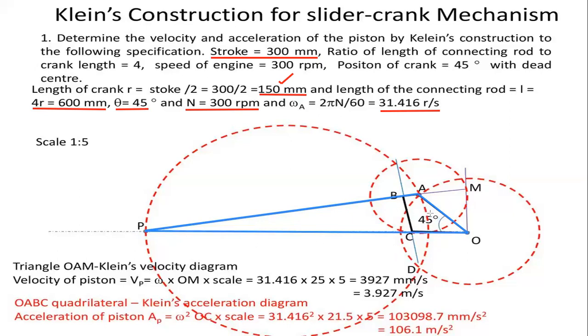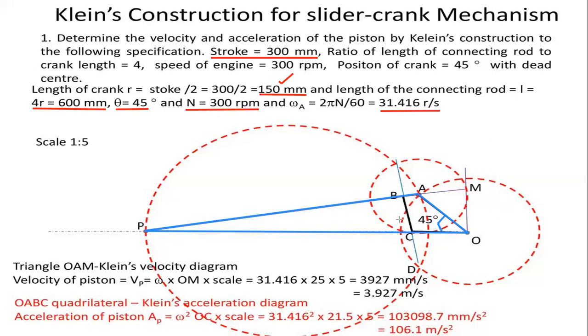So here I am taking the crank length as 150 mm and the connecting rod length, that is the AP length, as 600 mm. So the length of the connecting rod is 4R, that is 600 mm. The length of crank R is 150 mm, that is AO is equal to 150 mm. Next, theta is equal to 45 degrees. So theta is taken as 45 degrees. So this is the angle 45 degrees.